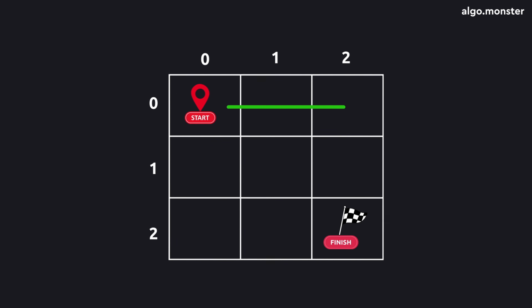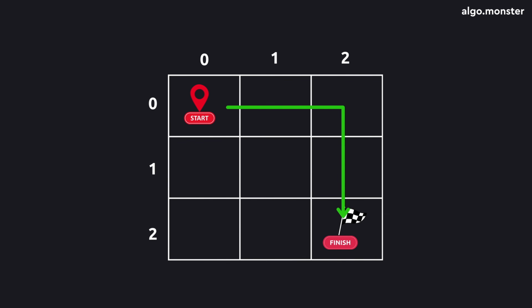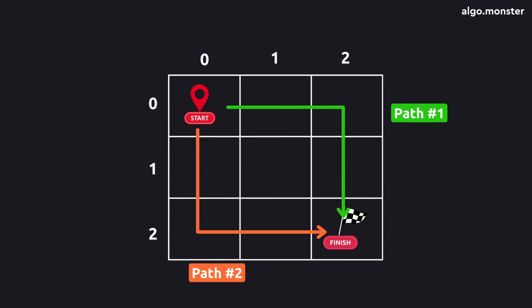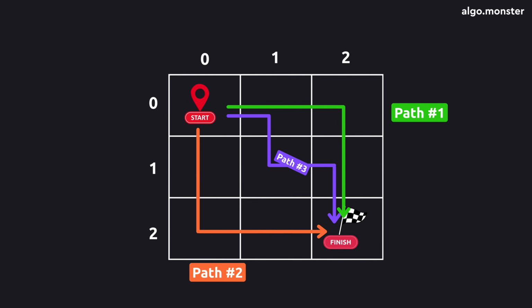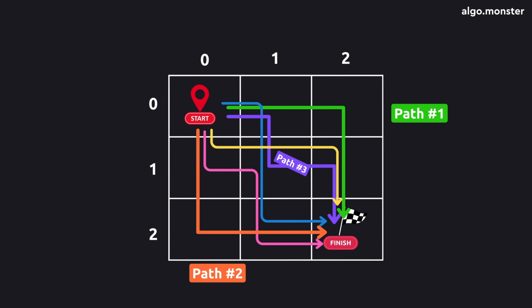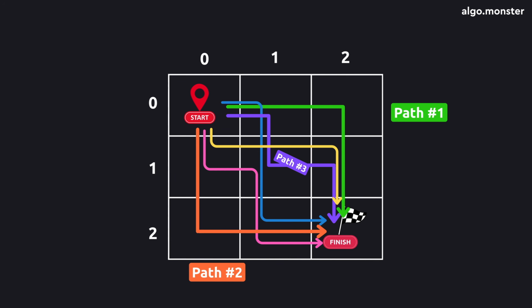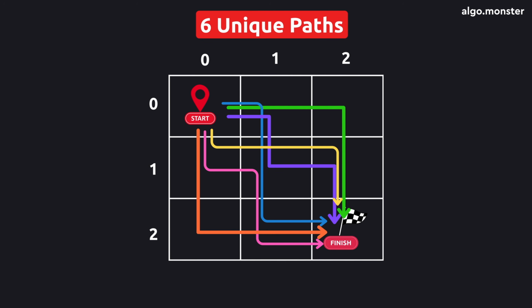One option is to go all the way to the right first and then all the way down. That's one path. Another option is to go all the way down first and then all the way to the right. That's a second path. Or we can alternate our moves. Right, down, right, down. That gives us a third path. And there are several other combinations like this. In fact, for a 3x3 grid, there are exactly 6 unique paths.